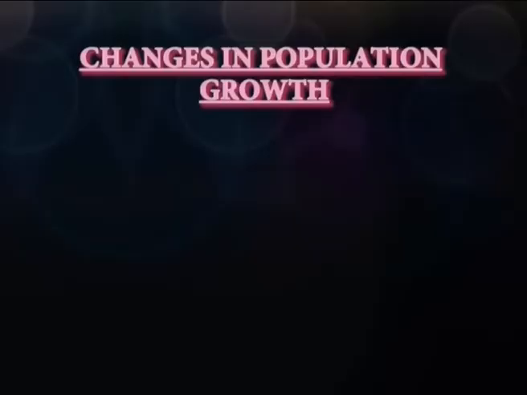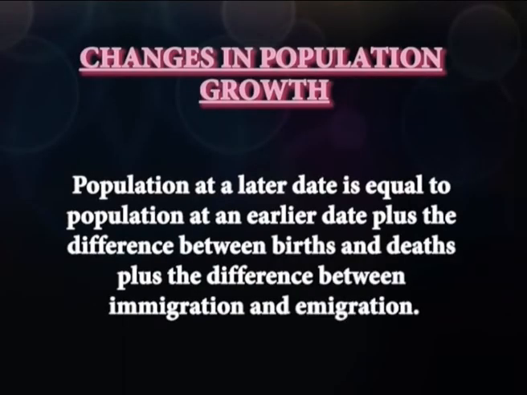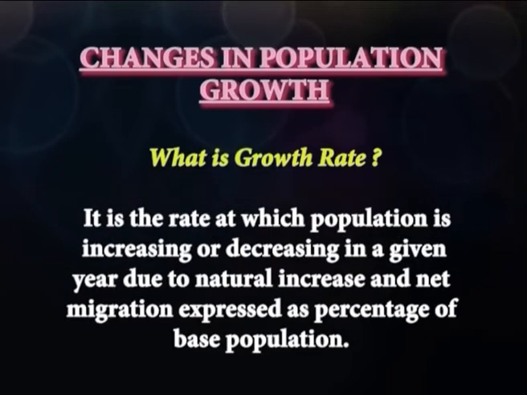Now, population change can also be described by using a simple formula. Population at a later date is equal to population at an earlier date plus births minus deaths plus immigration minus emigration. What is growth rate?